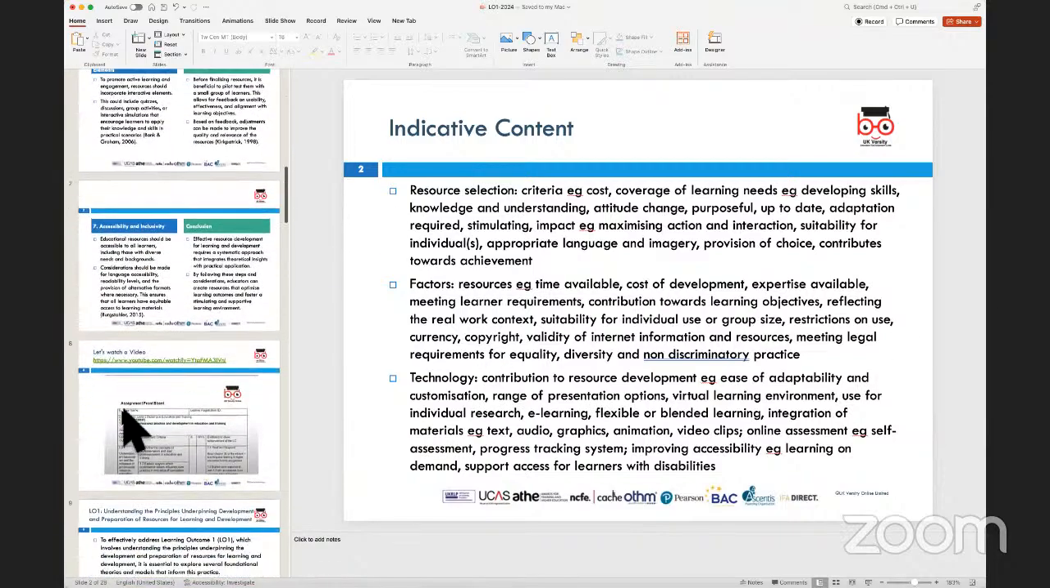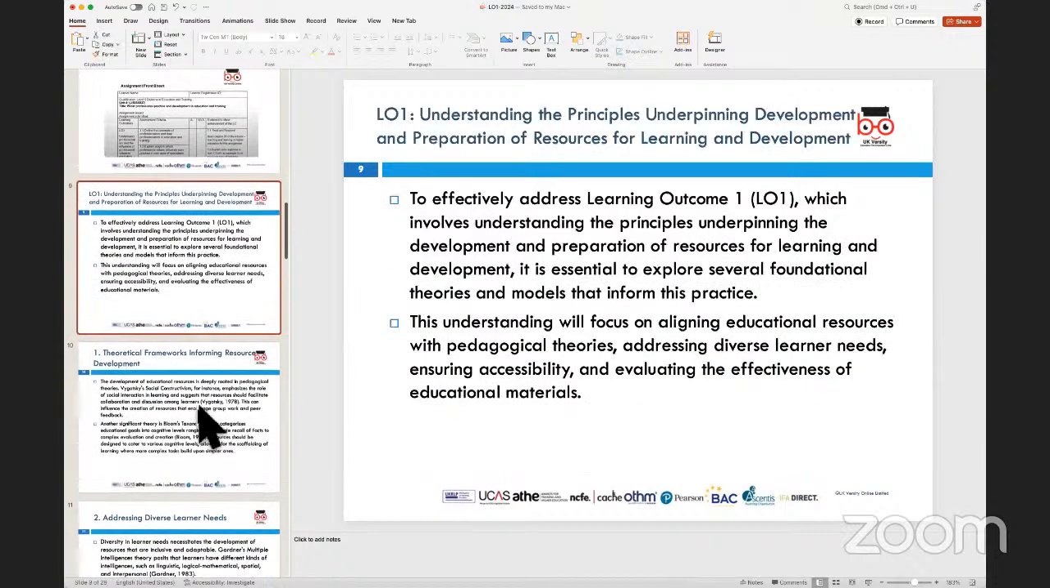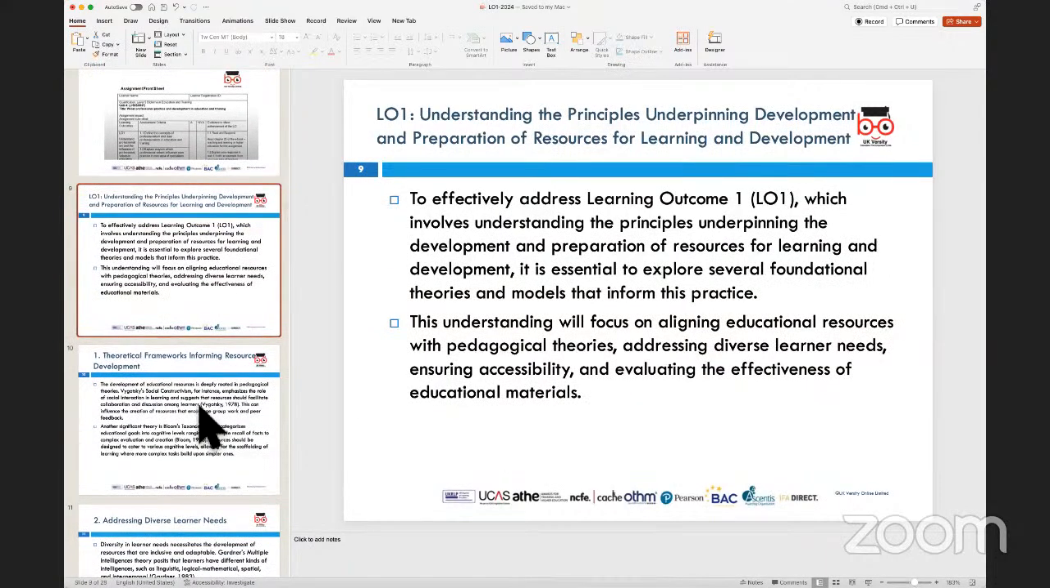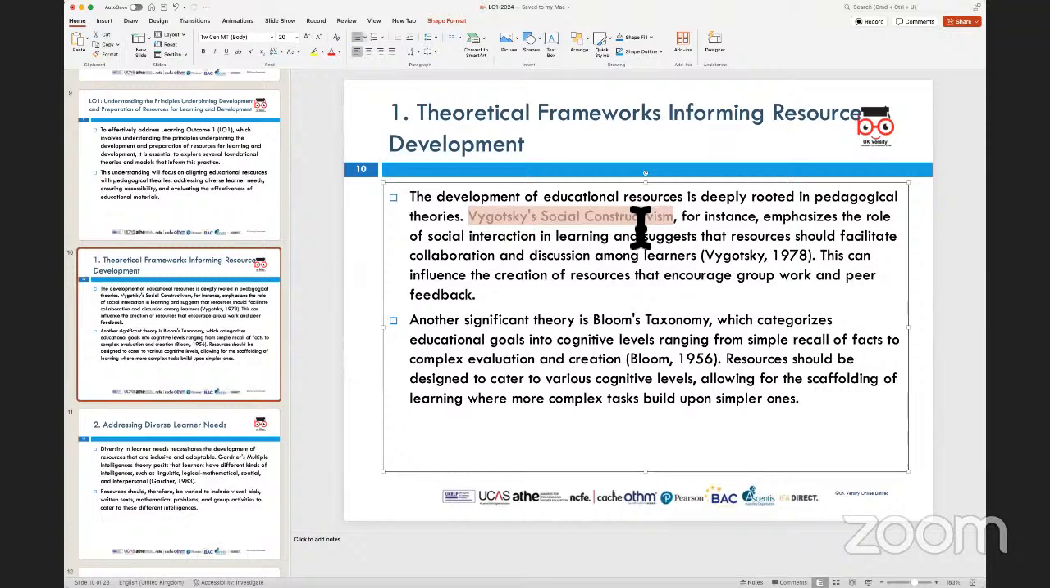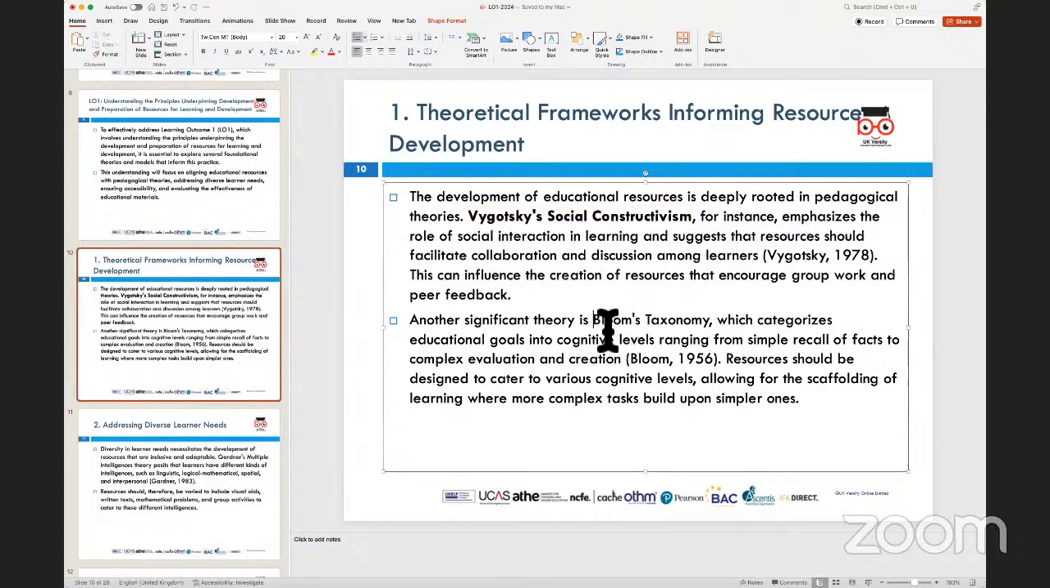Now, if I go into a bit more detail on some of the pedagogical theories which will help us align our educational resources with the requirements of our learners, then we look at Vygotsky's social constructivism model and Bloom's taxonomy. For those of us who understand Bloom's taxonomy, which we've used a number of times, it's that matrix wherein we divide the learning which learners are going to do into 6 phases.